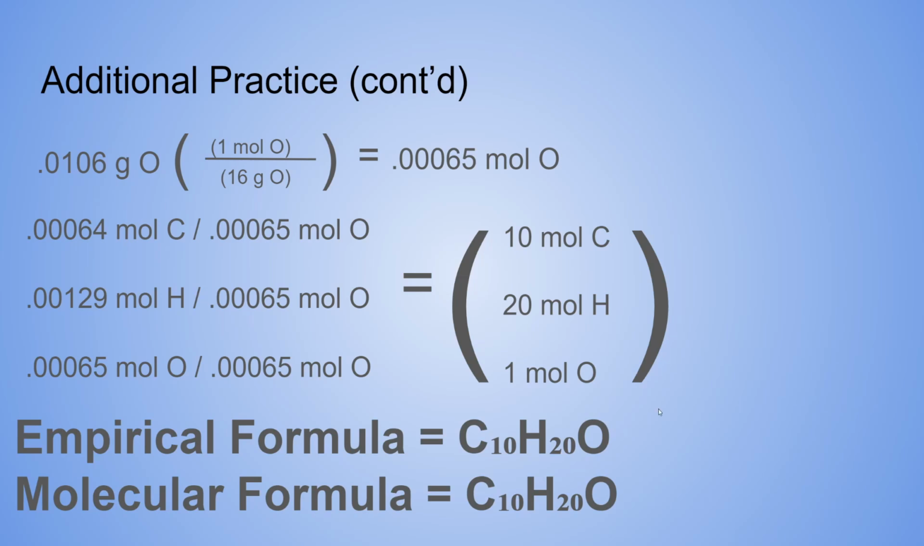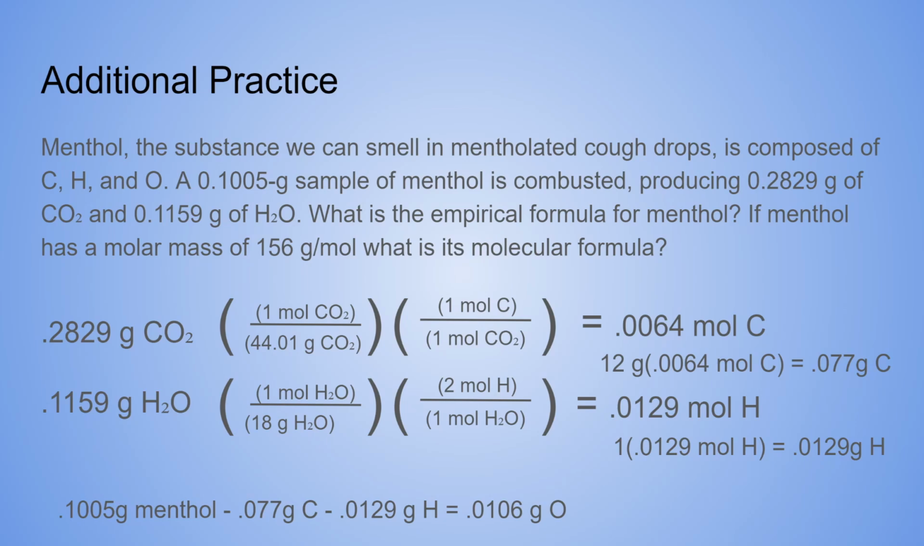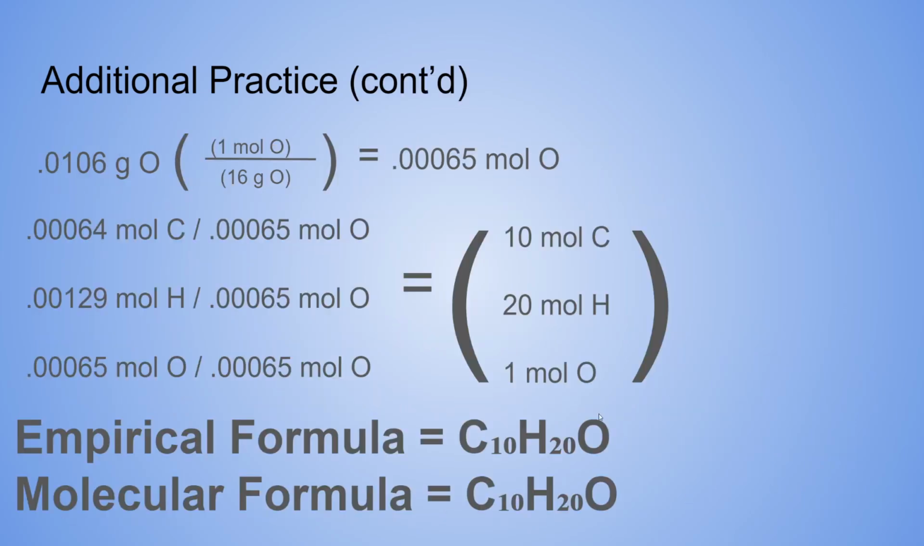Now, if you're wondering how the empirical formula is equal to the molecular formula, remember that I said before, when the given molar mass, 156 grams right here, is equal to the mass of the empirical formula, there's no change you need to do to the molecular formula. So if you add it up, 10 times 12 plus 20 plus 16 is equal to 156. So right here, our formula weight of the empirical formula is equal to the given molar weight. So there's no change we need to do to the molecular formula.